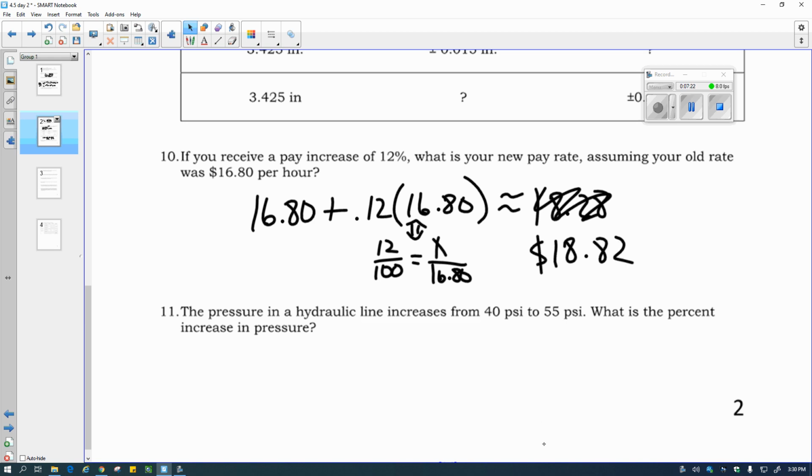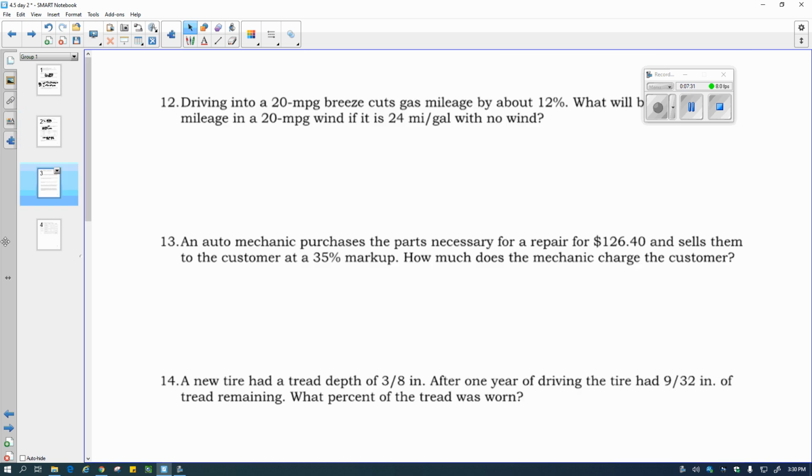$18.82. It comes out to be 81.6, but you know that money is only two numbers after the decimal point, so I have to be a little bit careful on that. Okay. I think you kind of get the gist.